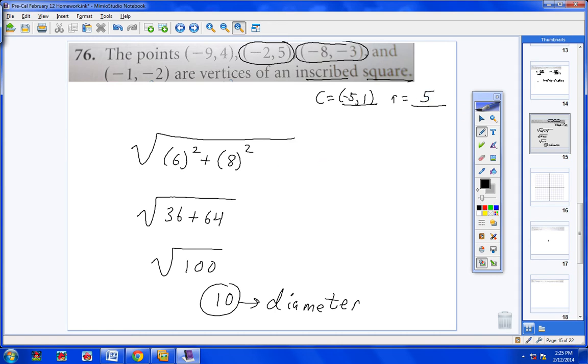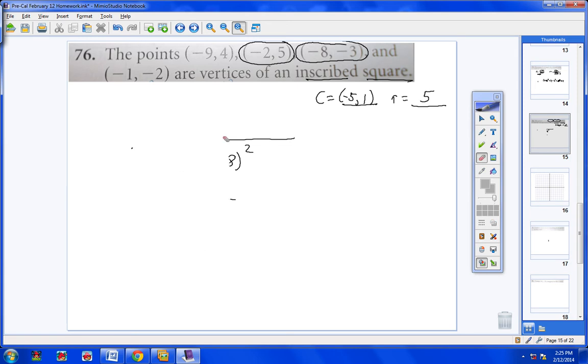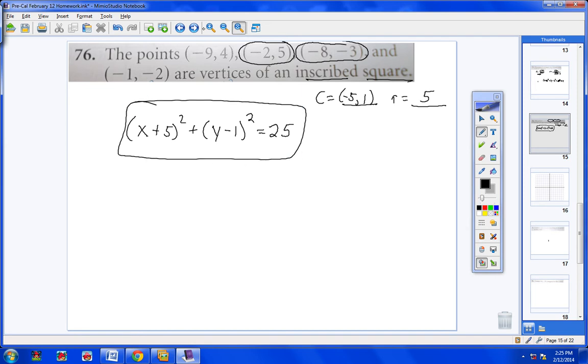So now that I know what the radius is, and now that I know what the center is, I'm ready to write the equation of my circle. X, I have a -5 for my x value, so I'm going to put a +5. Plus, and then for my y value, it's a +1, so y minus 1 quantity squared equals, and then when you square the radius, 5 times 5, you get 25. And there we go. That was number 76, a very good thinking problem.